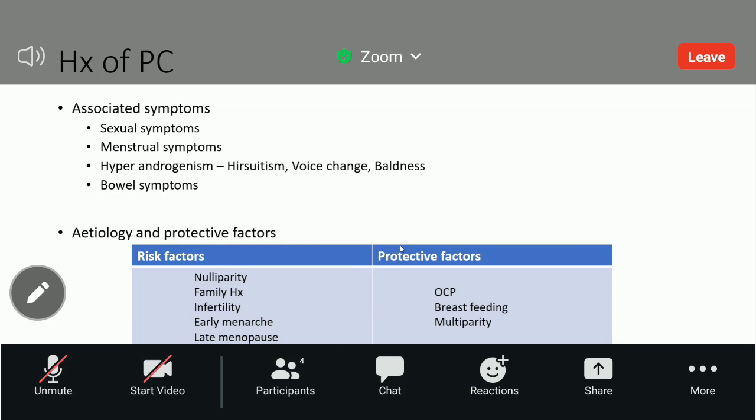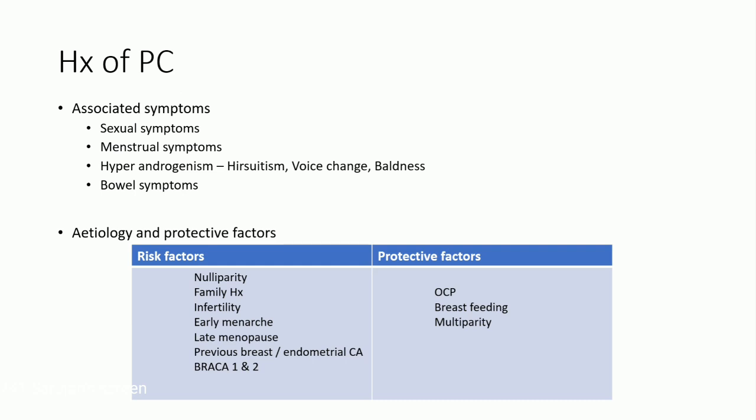Protective factors mean whatever factors reduce the number of menstrual cycles protect from ovarian cancer: oral contraceptive pill, breastfeeding, multiparity. Oral contraceptive pills stop the menstruation, so they reduce the menstrual cycle. When we do proper breastfeeding, there will be absence of menstruation, so it reduces the menstrual cycle. And multiparity means multiple babies.